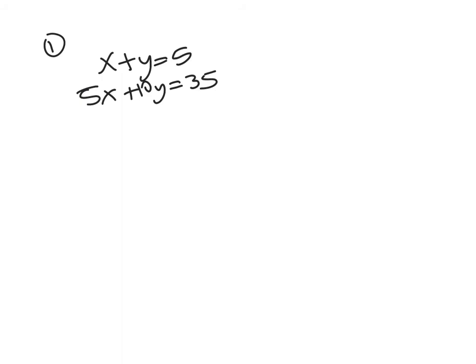Okay, x plus y equals 5. And then 5x plus 10y equals 35. Okay, you guys are going to try this one. So pause the video and try this one out and see if you can figure out what letter you want to eliminate. And you can eliminate the x or the y. It doesn't matter. Okay, so go ahead and pause this video.